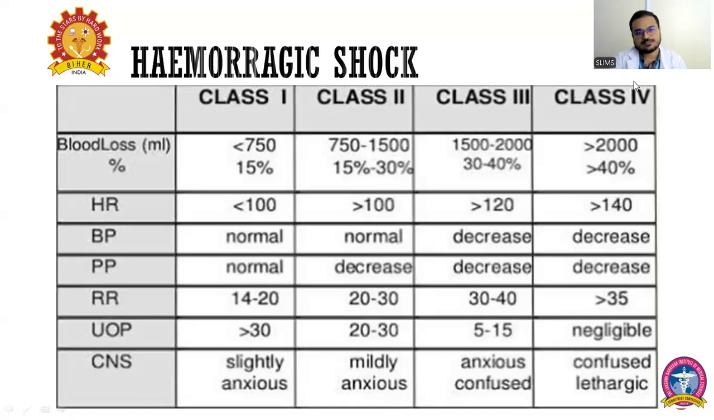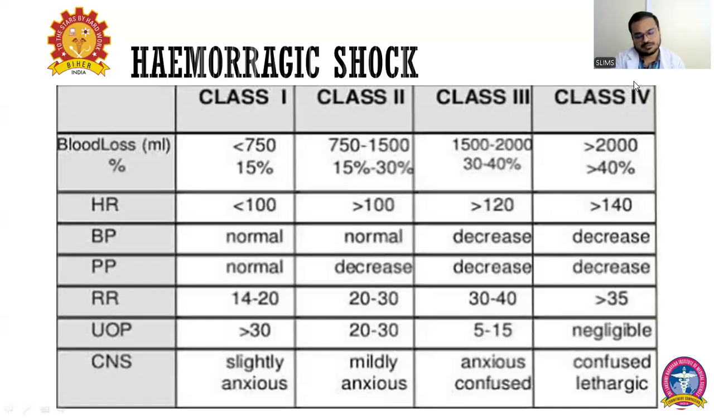So heart rate in class 1 is less than 100 beats per minute, in class 2 it is more than 100 beats per minute, in class 3 it is more than 120 beats per minute, and in class 4 it is more than 140 beats per minute. And BP in class 1 and class 2 will be normal, in class 3 it will decrease, and in class 4 there will be severe lowering of blood pressure. And pulse pressure, which is the difference between the two pressures, should be normal in class 1, and in class 2, 3 and 4 it will be decreased.